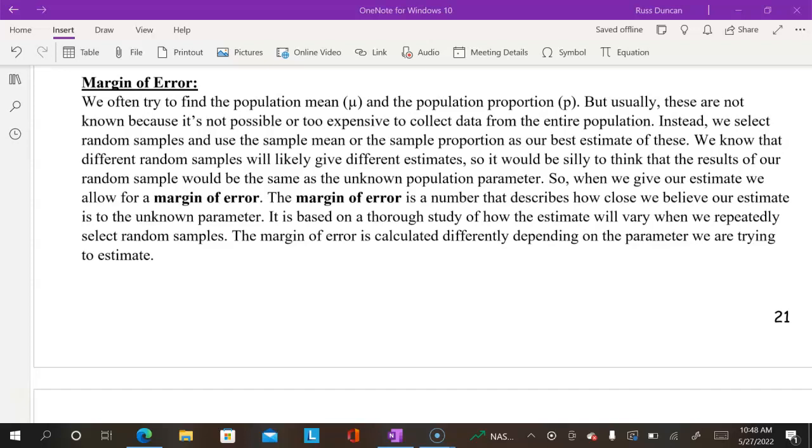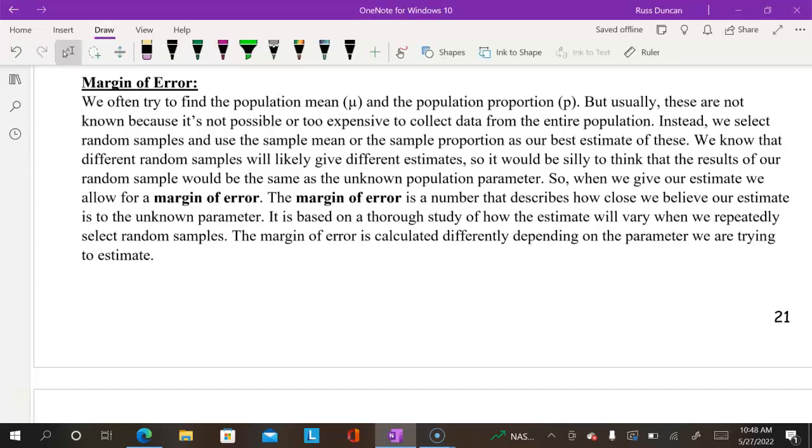So you've got the population mean and the population proportion, which is the entire population. But those aren't always known because you can't collect everything. So we select random samples and we use random samples. But the issue with a random sample is it's not exact. So there's a margin of error.